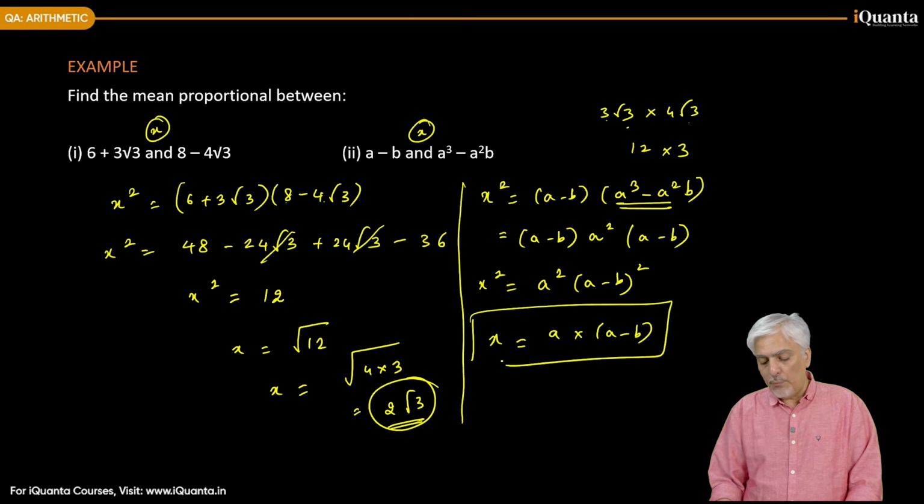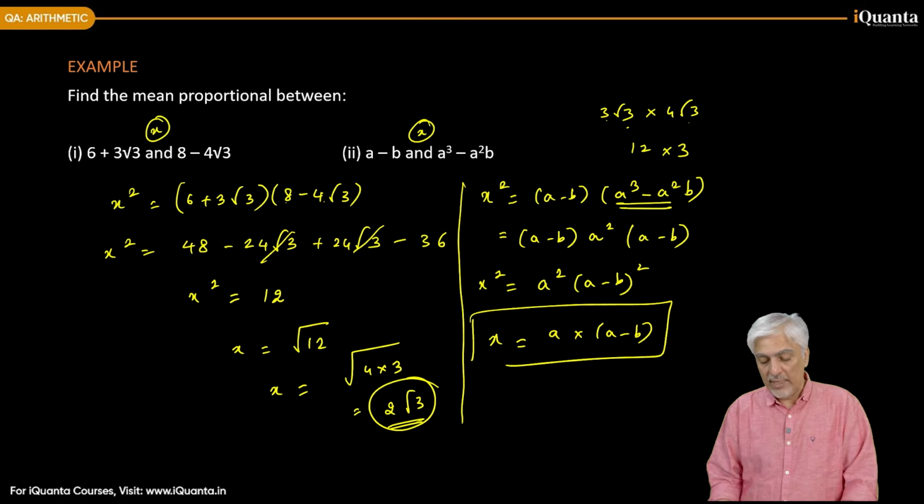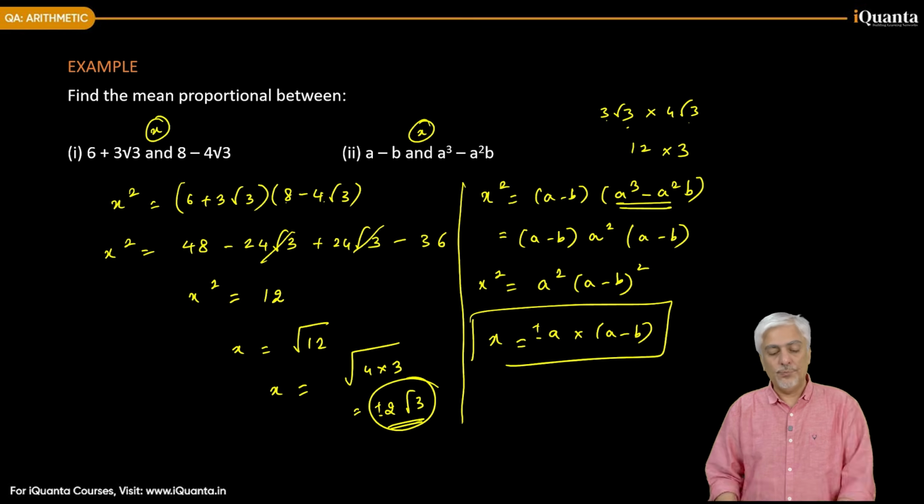And I agree for both these terms, we could have had the answer as positive and negative both. That means this could be plus or minus. This could also be plus or minus, right? But here the logic was anyway to understand the mean proportional between these two.